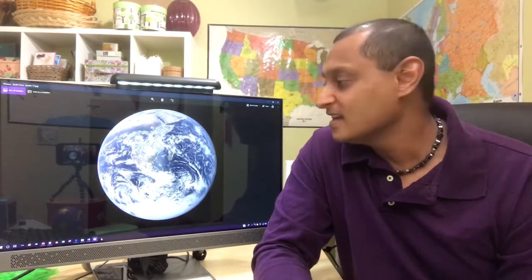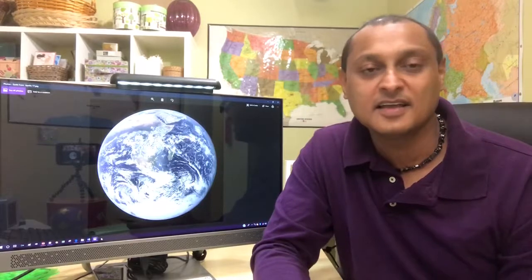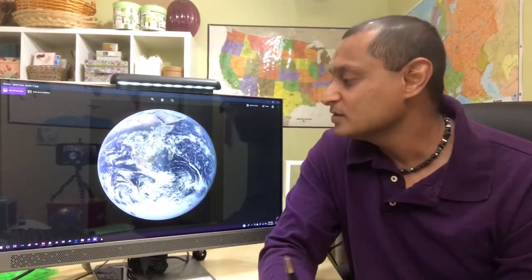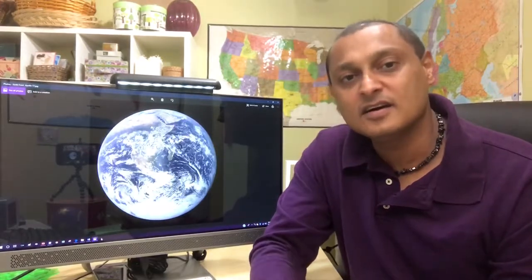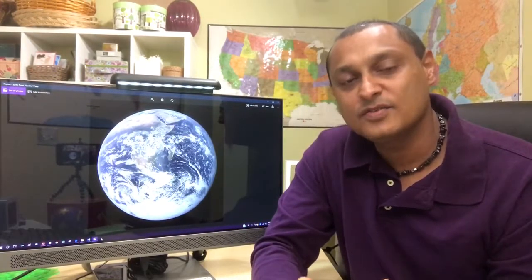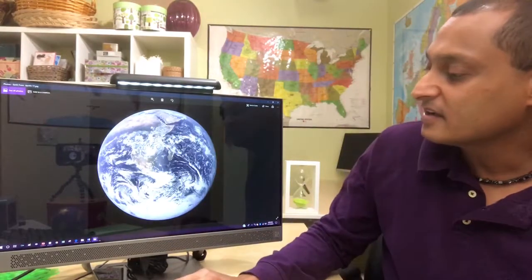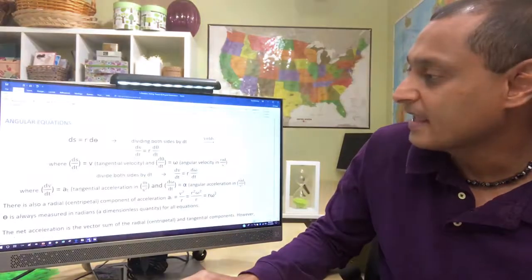So the Earth, if it did not rotate on an axis, would lose a lot of its stability, and the consequences will be quite severe. That's a conversation for another chapter, however. So today we're going to focus on the equations of motion that relate to things moving in a non-linear form. So let's take a look at the chapter at hand.